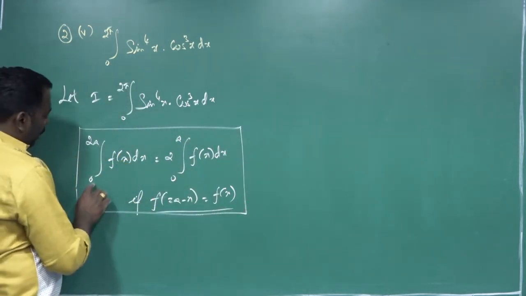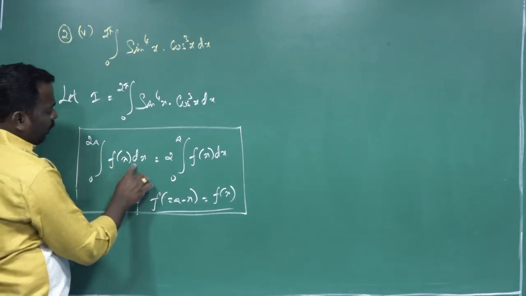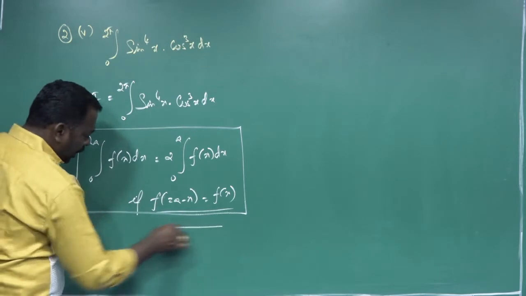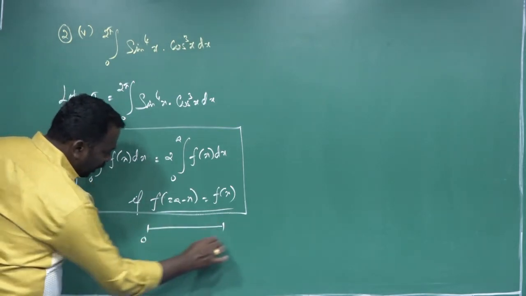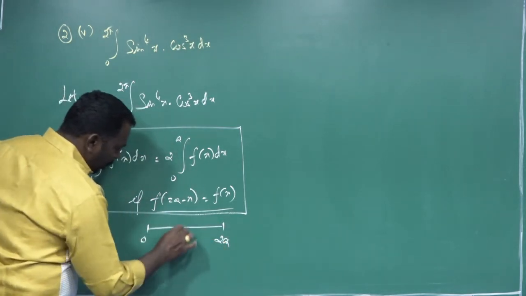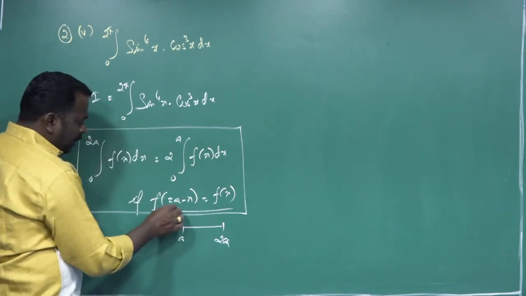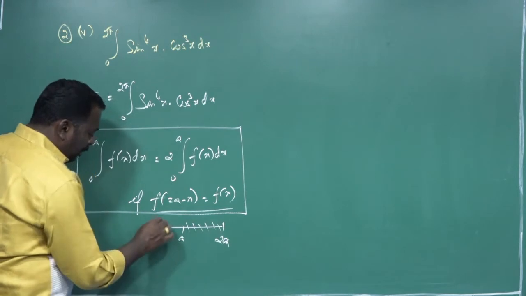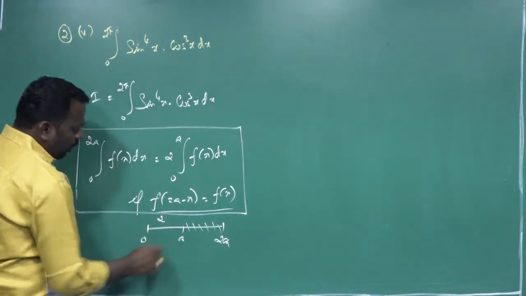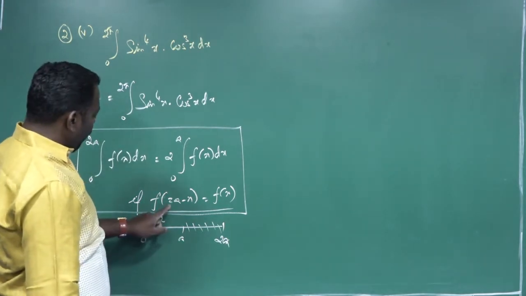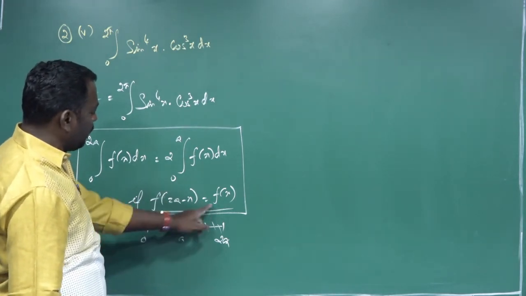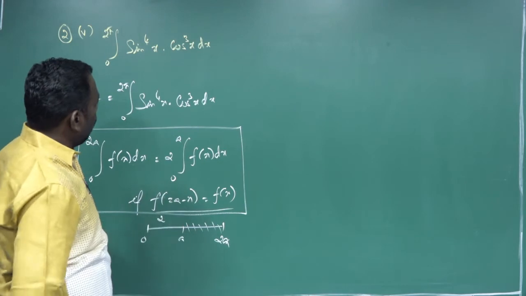Integral 0 to 2a f of x dx equals 2 times integral 0 to a f of x dx. Now our middle value is a. So if the condition is satisfied, we remove the integral from a to 2a, and instead write 2 times integral 0 to a. Now first we have to verify whether f of 2a minus x equals f of x, that is, whether the condition is satisfied or not.